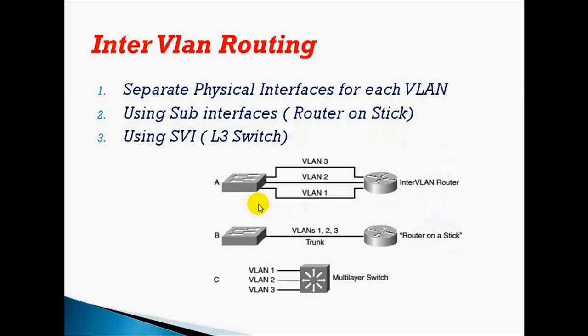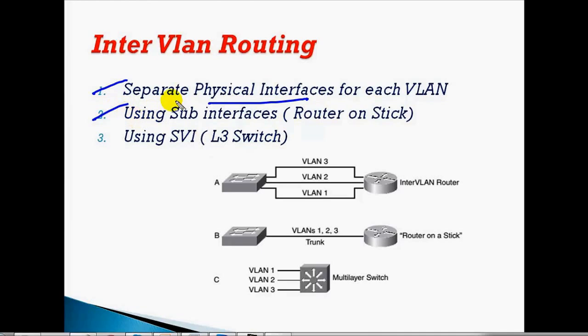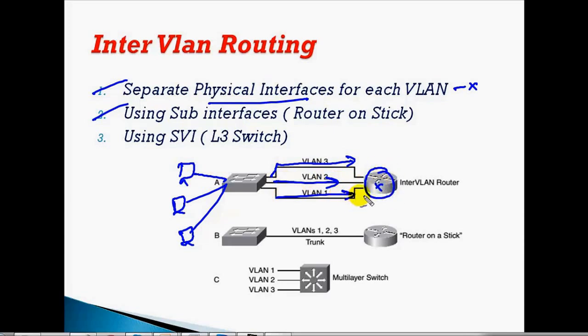There are multiple ways of doing these things. If you want to do inter-VLAN routing, there are 3 different methods. The first one is the old legacy method, one of the first methods which was introduced, using a separate physical interface for each VLAN. The disadvantage is that if you have a VLAN 1 user, a VLAN 2 user and a VLAN 3 user, if they want to communicate, you need to have 3 separate physical interfaces for each and every VLAN. So if you have 10 VLANs, you need to have 10 physical interfaces, and each interface will act as a gateway for every VLAN.